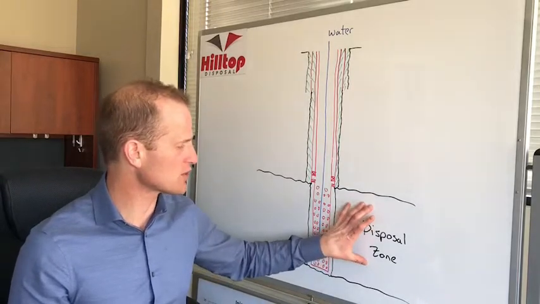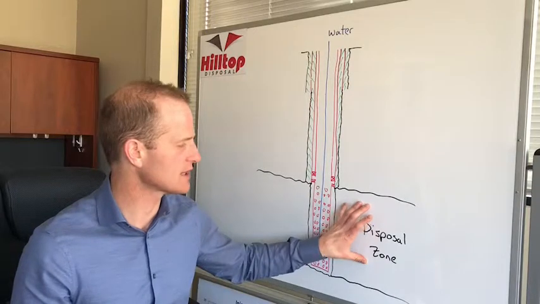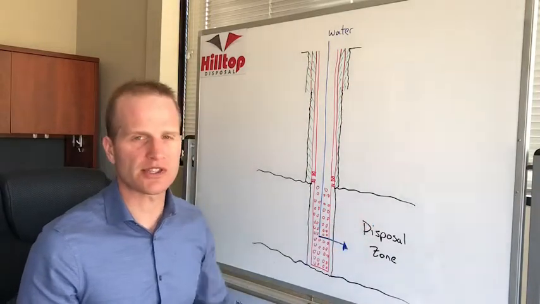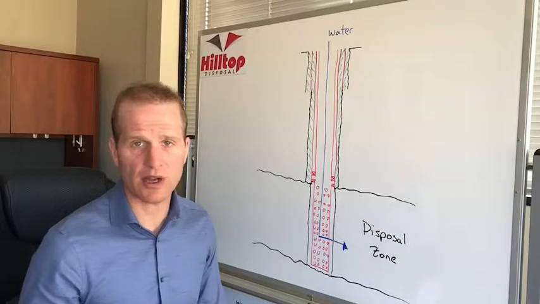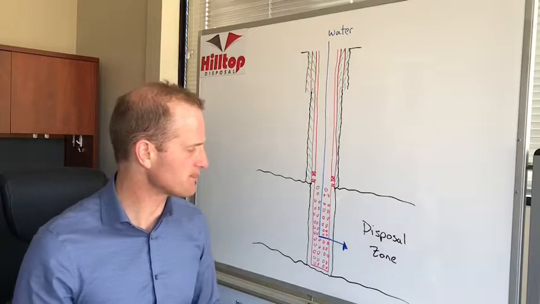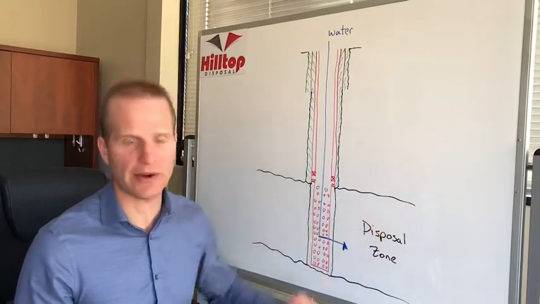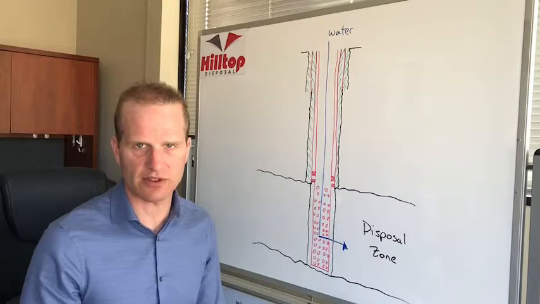So your disposal zone, this is one where you're going to want to get a geologist involved. And the disposal zone itself, you want something that's very thick. The higher the porosity and permeability, the better. And then you want it as extensive as possible. So a geologist can look in your area, look at all the different zones and go, okay, this one looks like it's the best fit for a disposal zone.